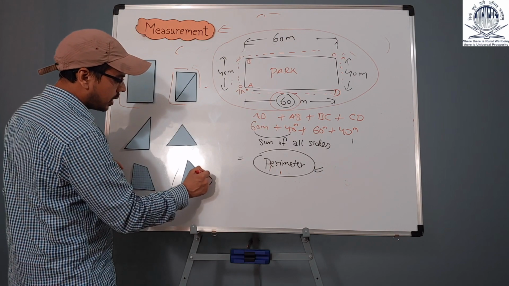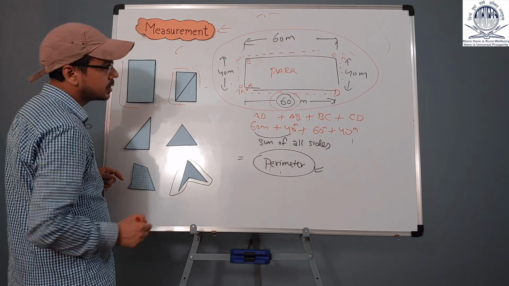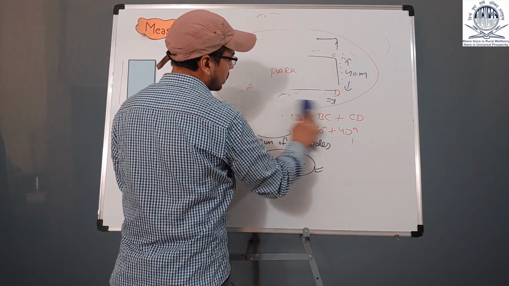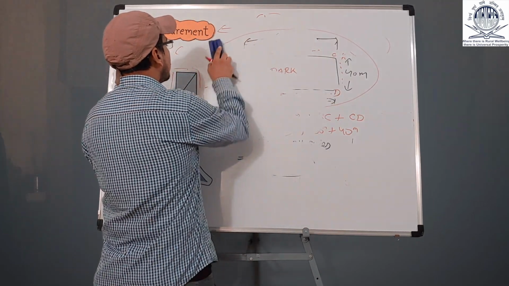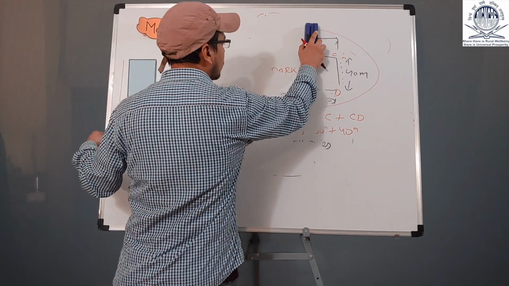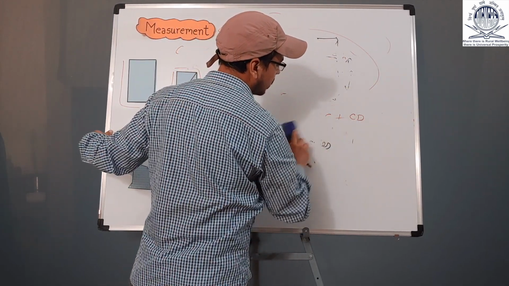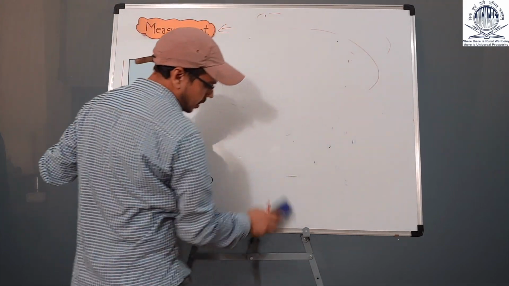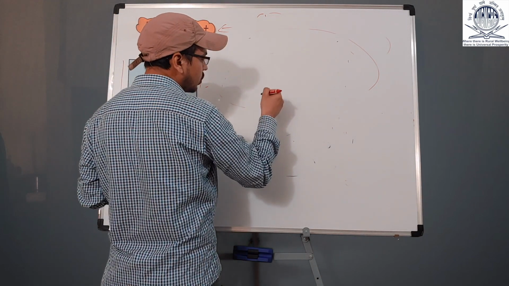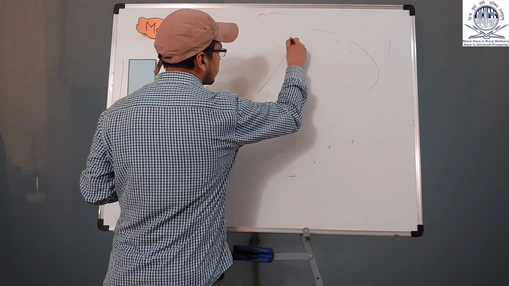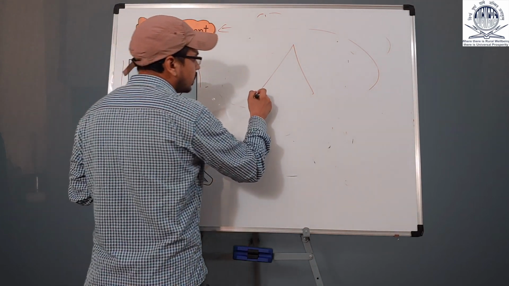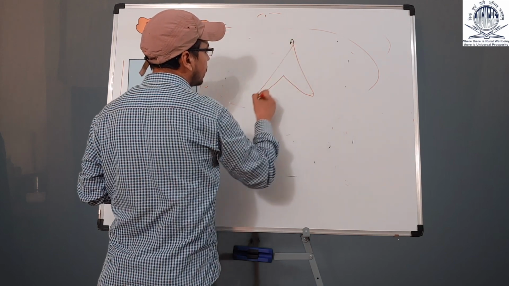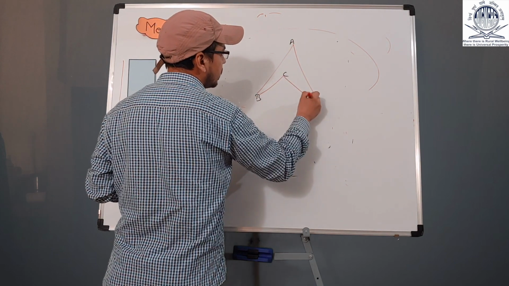So how can I calculate the perimeter for this? I'll erase this and try to find the perimeter of this shape. Sorry for the little bit of movement. Let's try to replicate this shape over here. I'll make the shape like this, and there's a little bit of a V shape inside, and let's mark the points A, B, C and D.